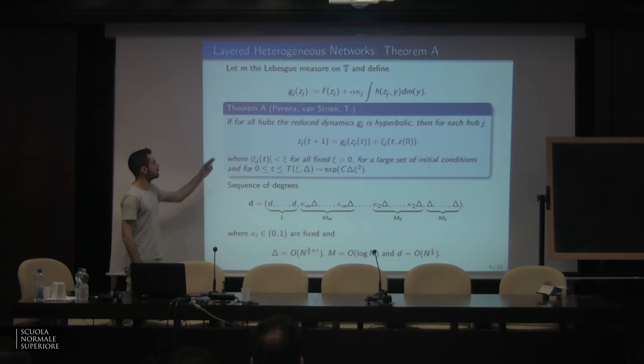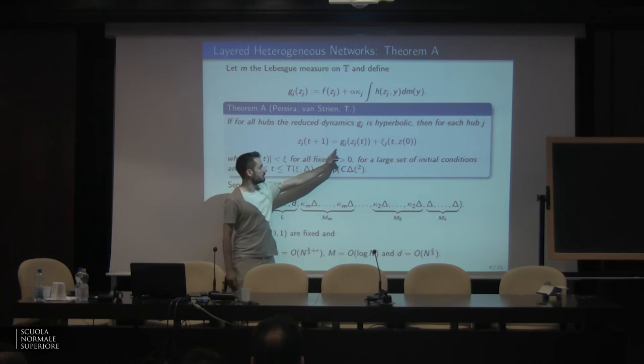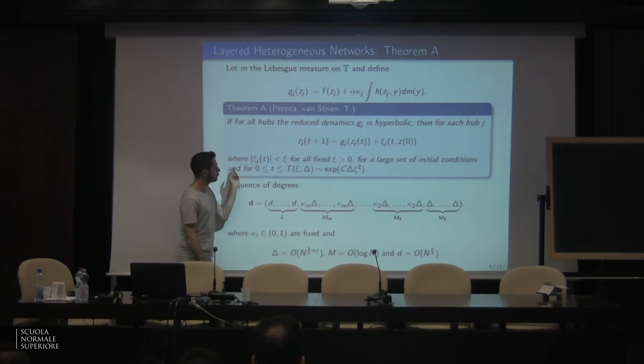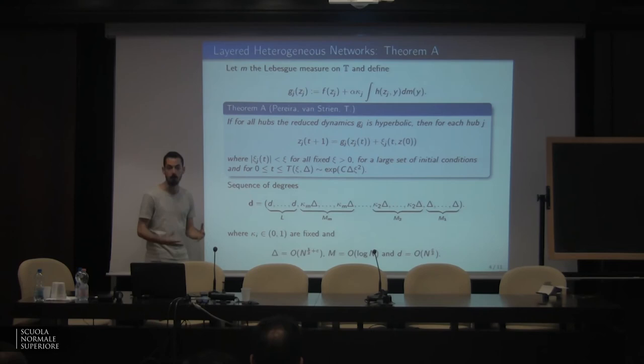So under some hypothesis, in particular under the hypothesis that this map is a hyperbolic map, for each hub j the dynamics of the hub j is given by the reduced map, so the low dimensional approximation, plus fluctuations, which are controlled: they are below any fixed threshold psi, for a large set of initial conditions, where large means that the measure of this set of initial conditions is almost one, depending on the size of the network, and for a time which is exponentially large in delta, the degree of the node. So if you want, the maximum degree in the network.